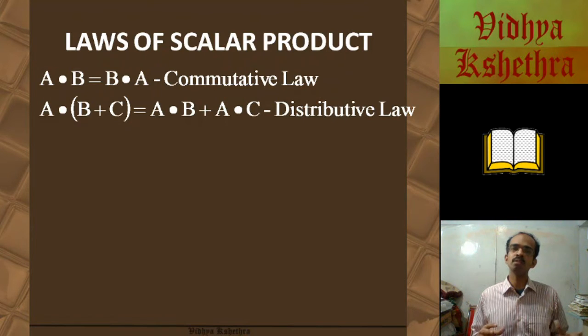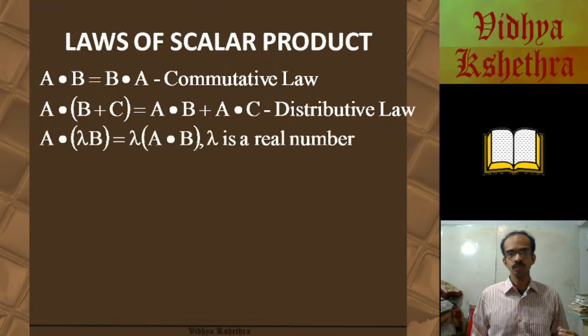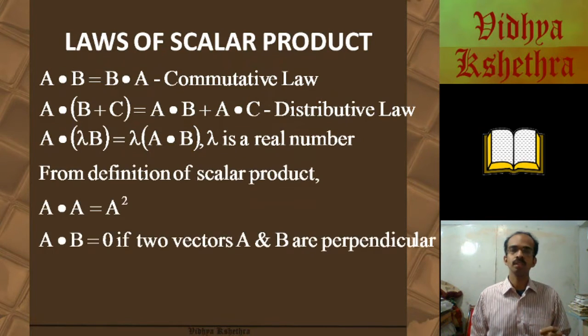Then, second is the distributive law. That is A dot (B plus C) is equal to A dot B plus A dot C. Similar to the way I proved commutative law, this law can also be proved. Now, the other law is A dot lambda B is equal to lambda into A dot B, where lambda is a real number. Now, from the definition of scalar product, that is A dot B is equal to magnitude of A into magnitude of B into cos theta.